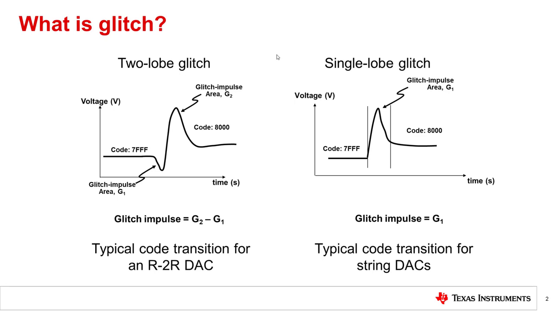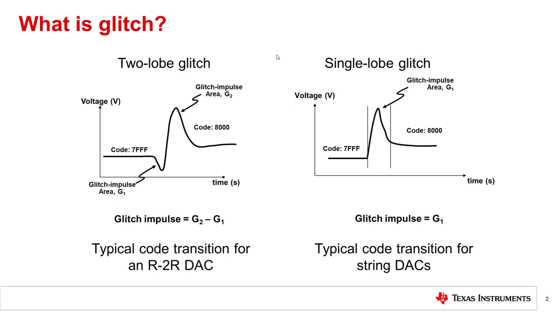Glitch is defined as the energy associated with the overshoot or undershoot created by a code transition of a DAC, and is usually quantified as nanovolts per second. This can occur even when just transitioning one code, and so it can also be referred to as code-to-code glitch. There are two types of glitch to be aware of.